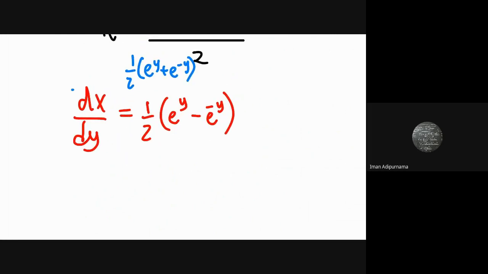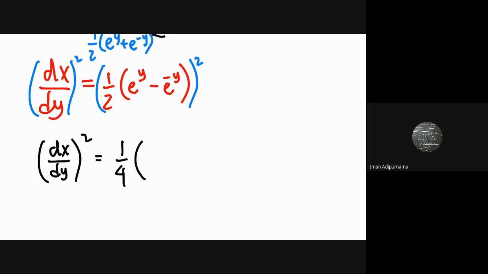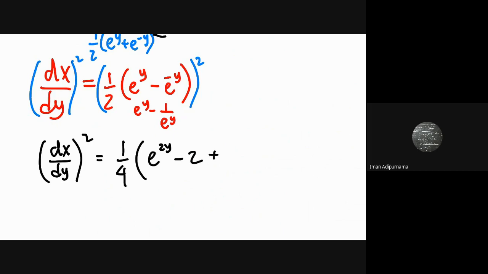And in arc length, we need to square all of this. Then we are going to have dx over dy squared equal to 1 over 4, and we are going to have e with power of 2y. So I can write this is cancelled, so minus 2 plus 1 over e 2y.